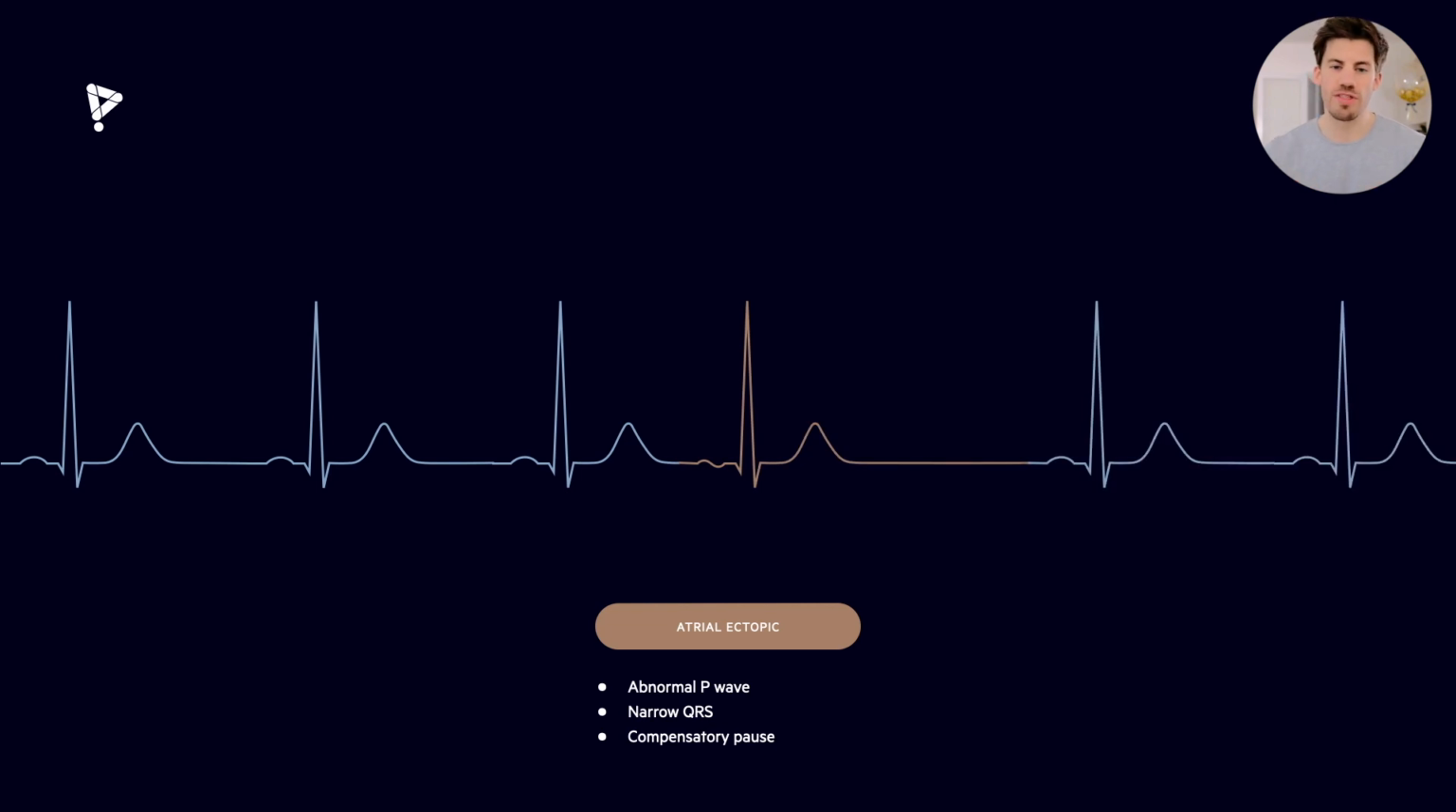So if we look at this rhythm here, we have this ectopic beat, which has occurred prematurely early, so an extra beat. We have a slightly abnormal P wave. You can see it looks different to the morphology of the other waves. And then we have this compensatory pause. So this is an example of an atrial ectopic beat.